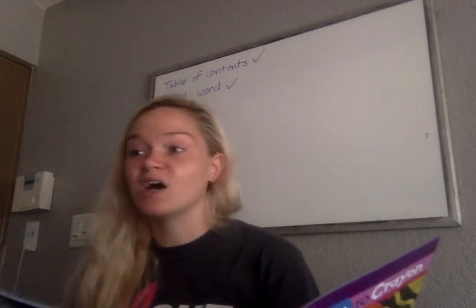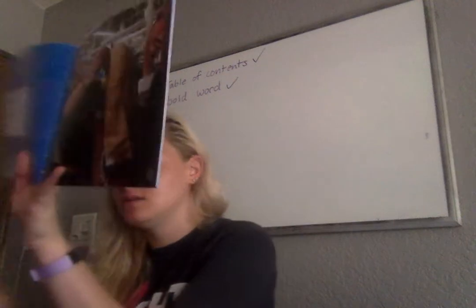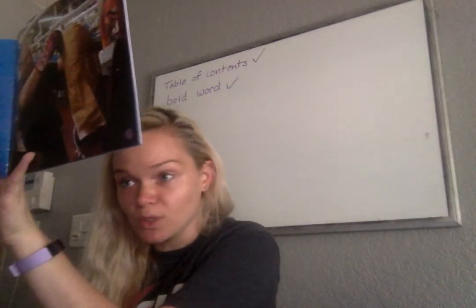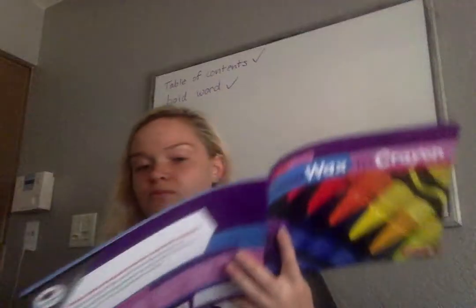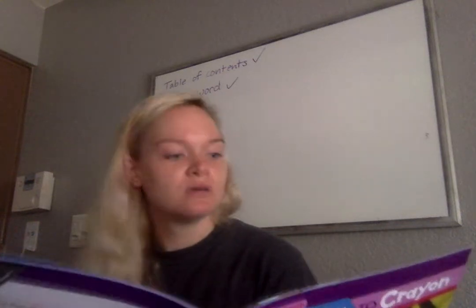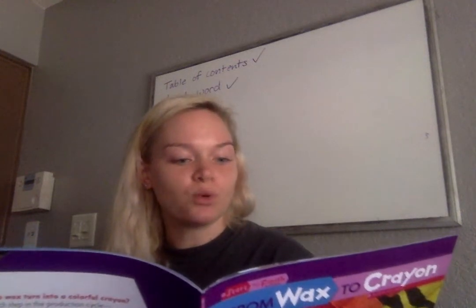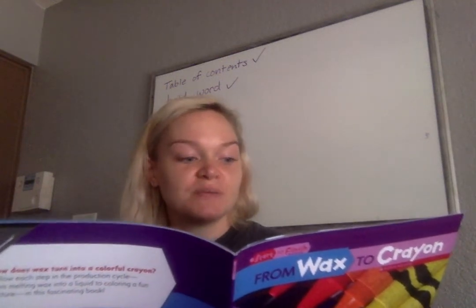So a worker adds color. Pipes carry the clear wax into many pots called vats. A worker adds colored powder called pigment into the vats. A different color is stirred into each vat. So on this one, we also still have bold words, so I don't need to go and check that again since it's on there. Okay, the wax is shaped. The colored wax is poured into a mold. The mold has many holes. Each hole is shaped like a crown. The wax fills the holes.